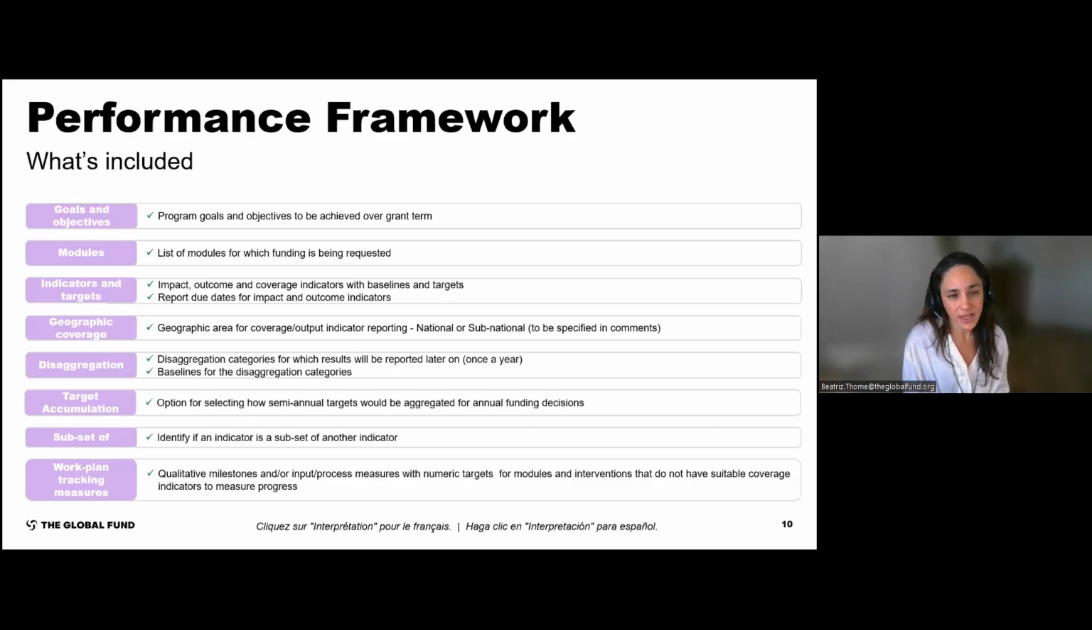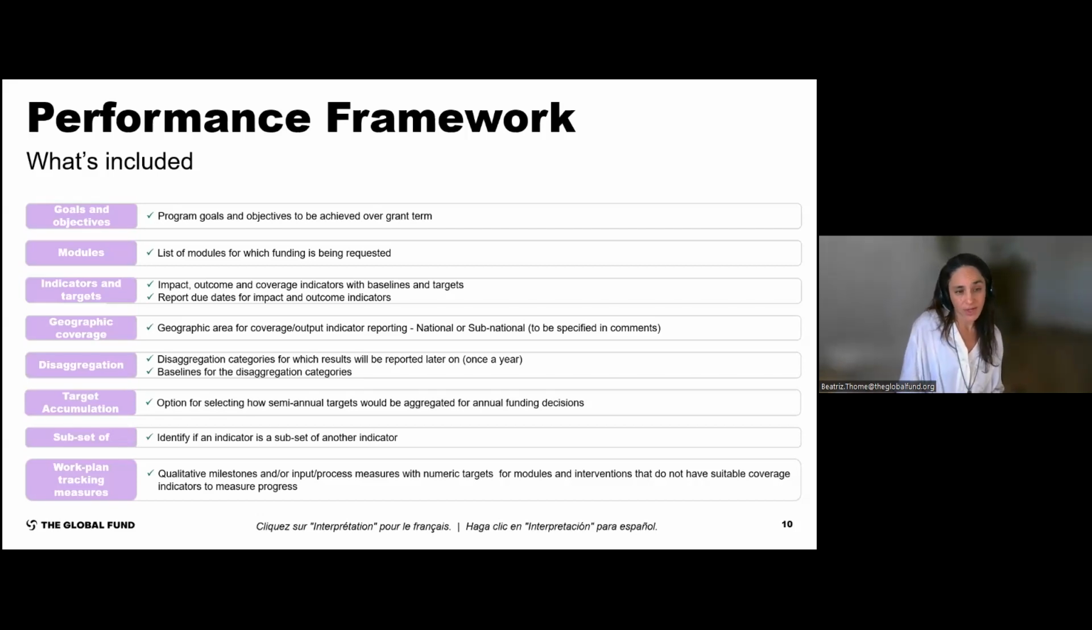It will include the indicators, so impact, outcome, and coverage indicators with their own baselines and targets, alongside their report due dates for impact and outcome indicators. It will include the geographic coverage of these indicators as well as work plan tracking measures, mostly for the coverage output level reporting. And these can be national or subnational. These are to be specified in the comment box of the Excel file, the performance framework file.